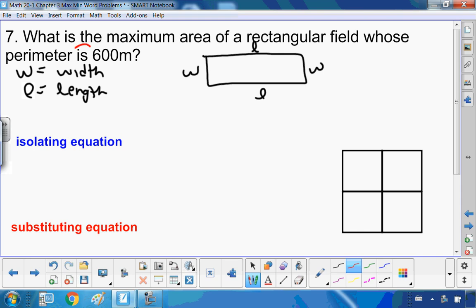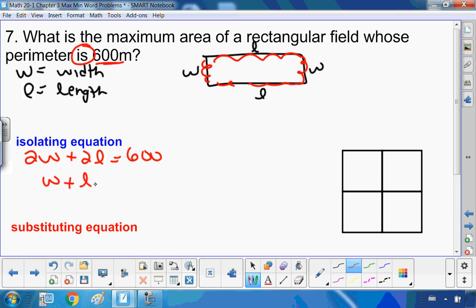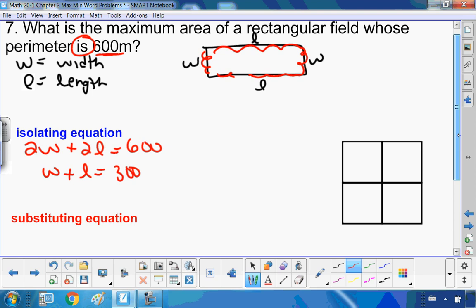So the perimeter is 600. If we look at the perimeter, it's the distance all the way around. So I need a width, a length, a width, and another length. So altogether I need 2 widths and 2 lengths, which will equal 600. Now I notice that each of these numbers is divisible by 2, so I'm going to divide each one by 2 to end up with width plus length equals 300.